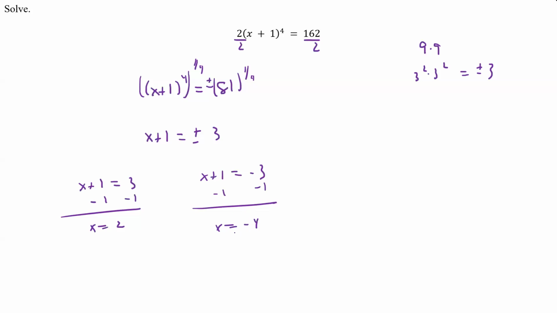Okay. Now let's check those. So if we plug minus 4 in here, minus 4 plus 1 is minus 3. Minus 3 times minus 3 is 9, and then 9 times 9 is 81, times 2 is 162, so that works. Now if we take 2, 2 plus 1 is 3, 3 times 3 is 9, and then 9 times 9 is 81, times 2 is 162, so that one works. So we have two solutions for this one.